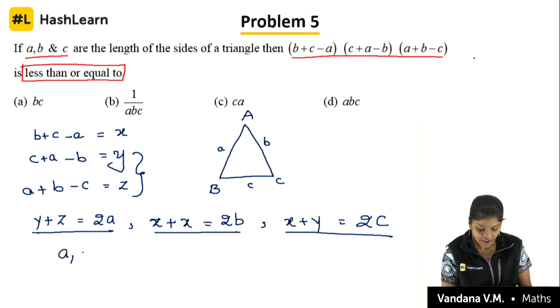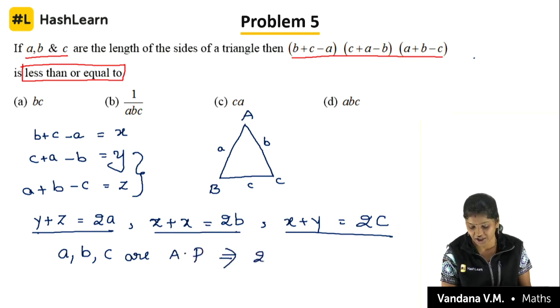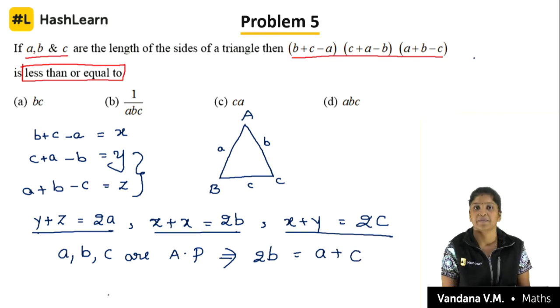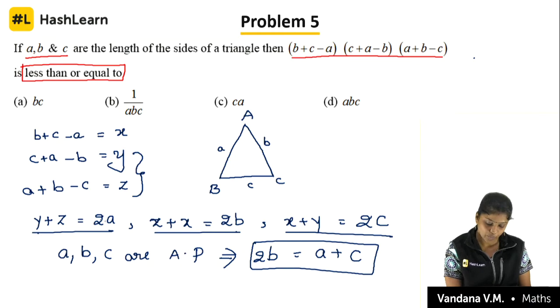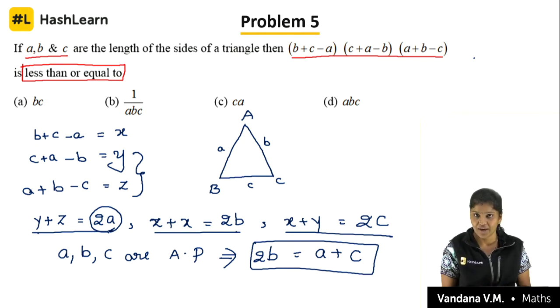Now this gives the condition of an arithmetic progression. We know that if a, b, c are in AP, the condition for the arithmetic progression is 2b is equal to a plus c. We know this. So it is like that: 2x is equal to y plus z, 2a is equal to y plus z, 2b is equal to z plus x. In that way I am having.